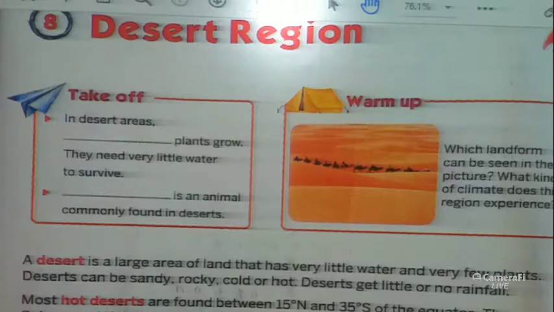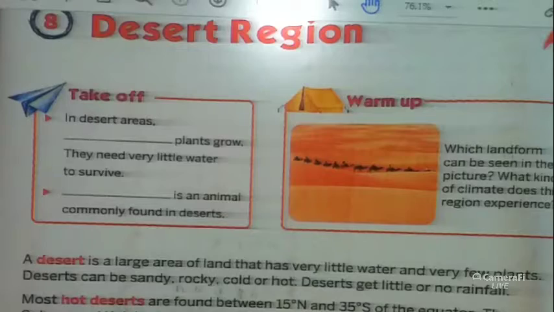Today we will be doing chapter 8, the deserts. The desert region, children. Now what do we find in a desert? When we say desert, we always think about the sand. So what is there in a desert? Generally we find sand all over.